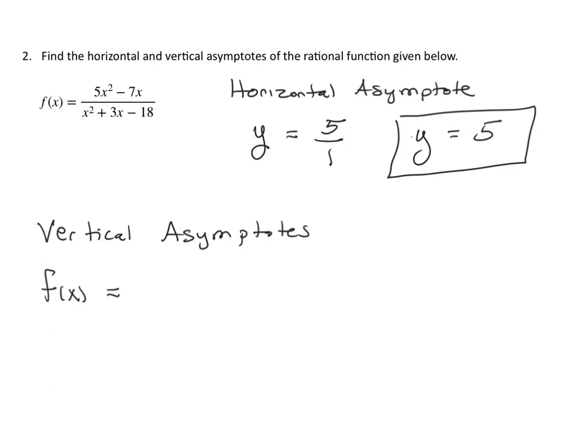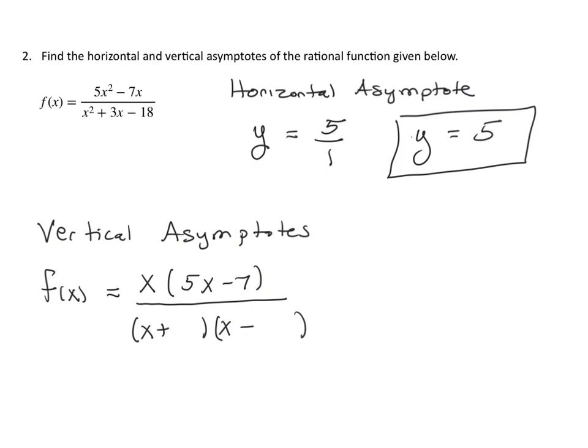In the numerator, you can take an x out from both terms, and what is left over is 5x minus 7. If you factor the denominator, it should factor into two pieces. We have an x and an x. It has to be a positive and a negative. To multiply to negative 18, we could use 6 and 3. So I think it's going to be positive 3.